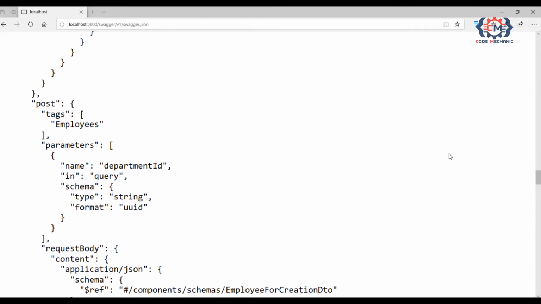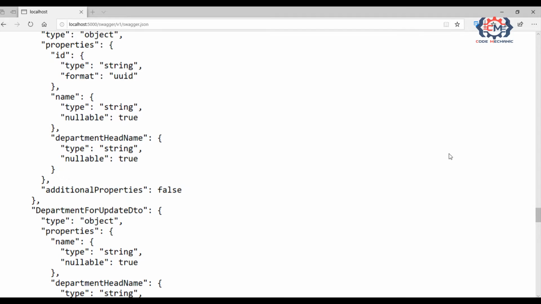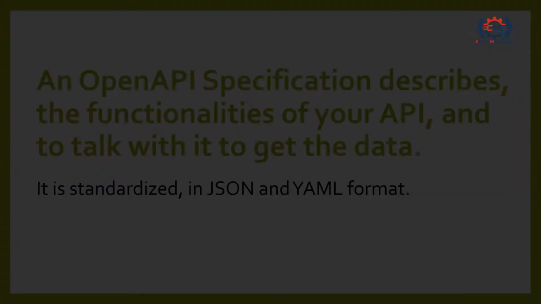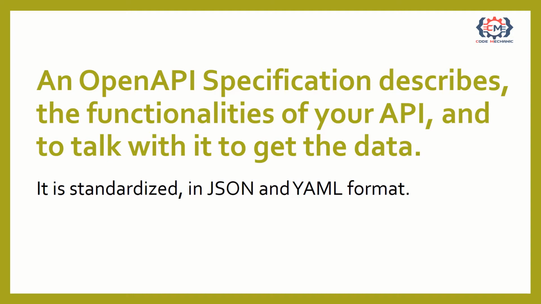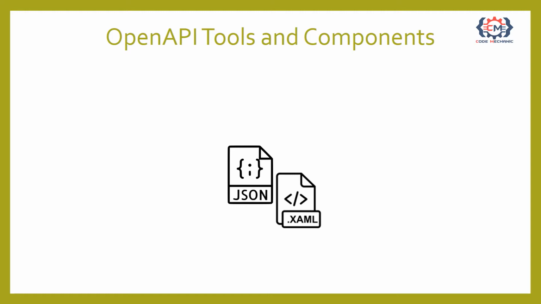In essence, it is a standardized description of our web API, either in JSON or YAML format. It describes the capability of our API and how to access it through HTTP. If we have something like that, we can have tools and components that use that description or specification to do something with it. The most common example is generating a documentation UI from it.